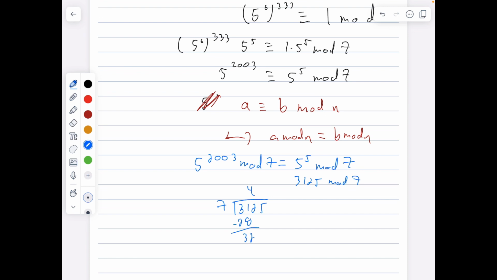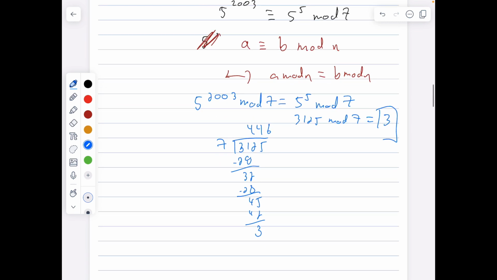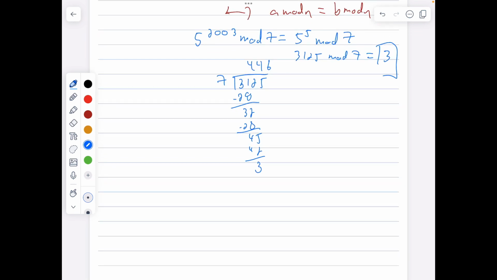32. Again, 4 times. 4 times 7 is 28. And 7 goes into 45 6 times. 6 times 7 is 42. So you have a remainder of 3. So this equals 3. And therefore, sorry, not 5,000. 5 to the 2003 mod 7 is equal to 3.